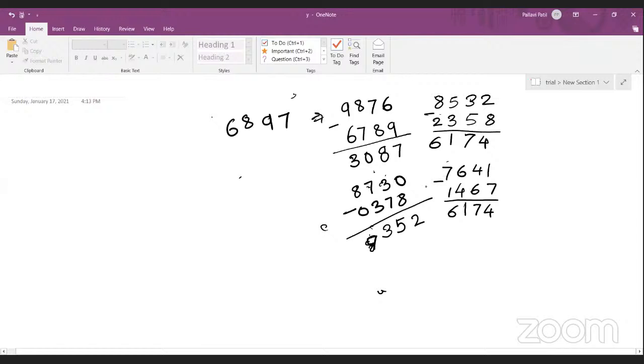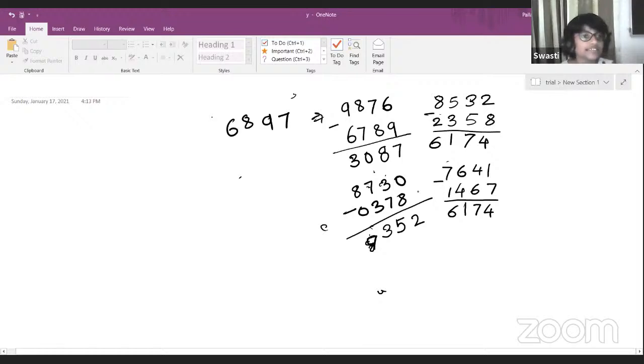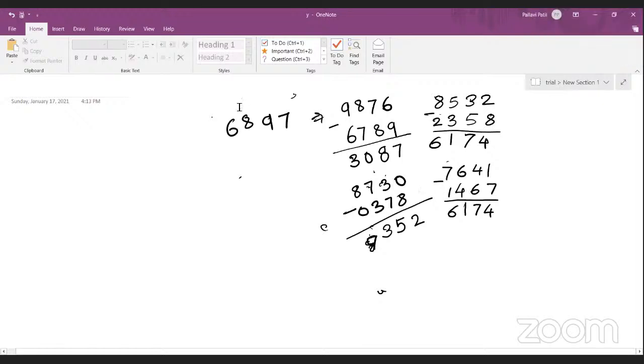So with any 4-digit number you take, it will always end in either 2 or 3 or 4 steps. It will always go to 6174. Okay, who was it? Yes, yes, exactly.